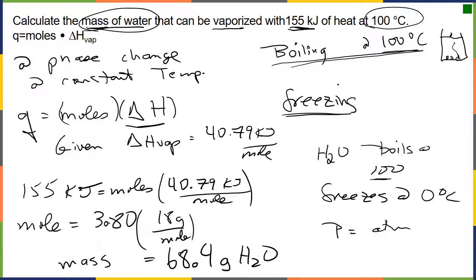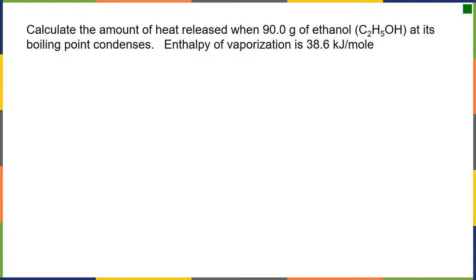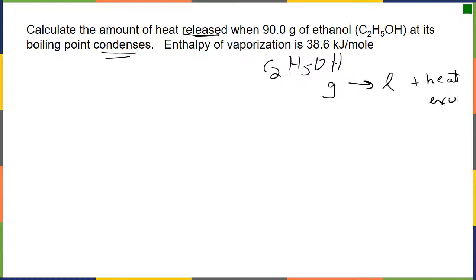So we can take understanding what a phase change is, constant temperature, and we can figure out the amount of heat. So let's look at a similar process for ethanol. Now we're looking at the amount of heat that is released when the stuff condenses at its boiling point. So we're taking ethanol, C2H5OH, and we are going from a gas into a liquid. When we go from a gas into a liquid, heat is released. This is going to be exothermic, and we're going to have a negative value.